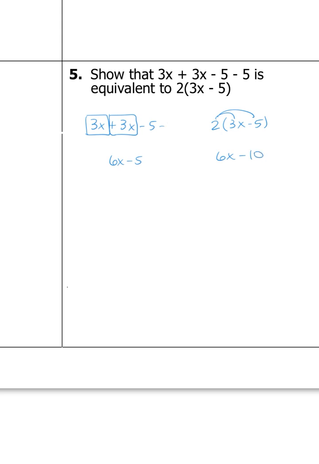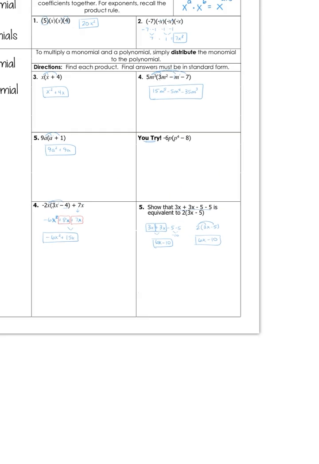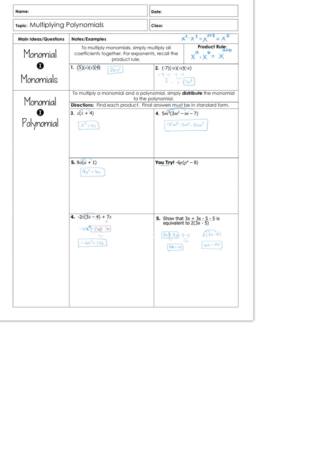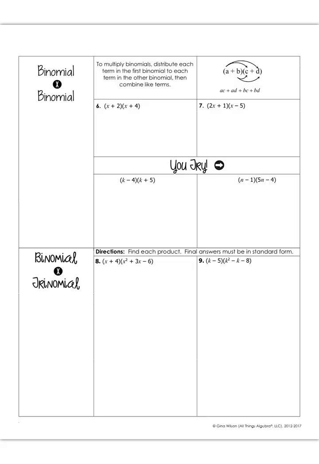Oops, I forgot a minus 5. Make sure you write down the whole thing. This is negative 10. So I'm going to come back here and fix this. Sorry about that. This is 6x, right? And then this is minus 10. Ooh, they are the same. Nice.